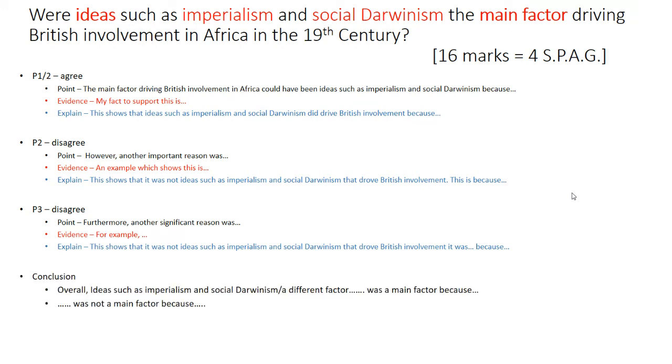And then finally, in your 4th paragraph, a conclusion. So far, you should have just discussed the things which could have driven British involvement, but your conclusion is where you say exactly what you think. And you say overall, ideas such as imperialism and social Darwinism, or one of the other factors, was the main one because, and then you say why the others weren't the main factor. Give yourself 20 minutes maximum to do this.